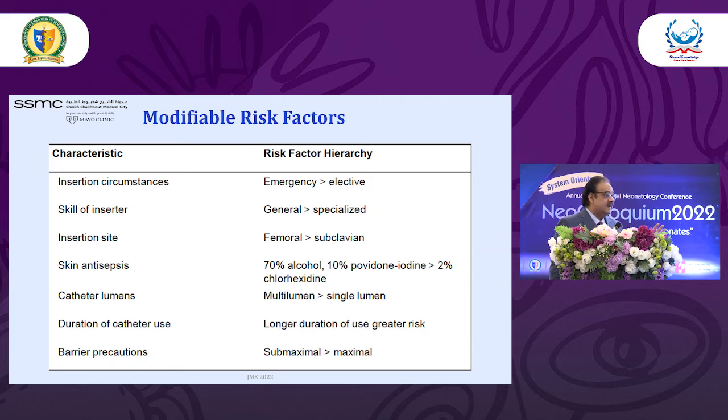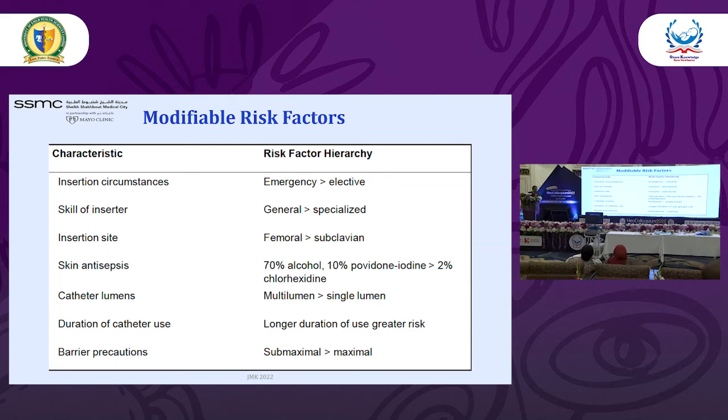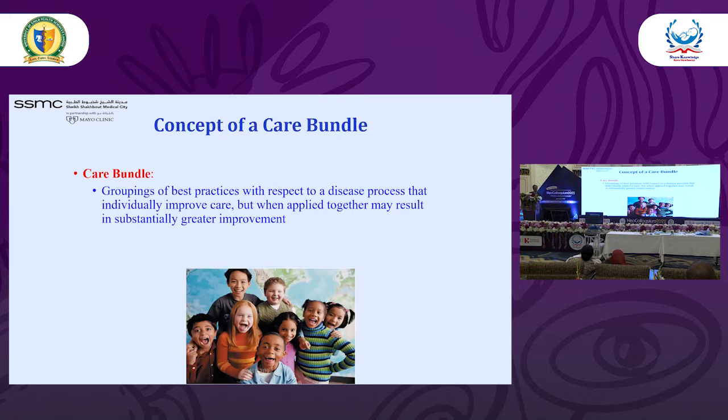Emergency risk factor hierarchy. If you put in an emergency, of course, it is a higher chance of infection. You have to have a specified indication for that. As Irfan said, the prematurity is not the indication of central line. Then which site you are doing it, which does not make a difference, what kind of antisepsis you are using it, and so on and so forth. So these are all modifiable risk factors.